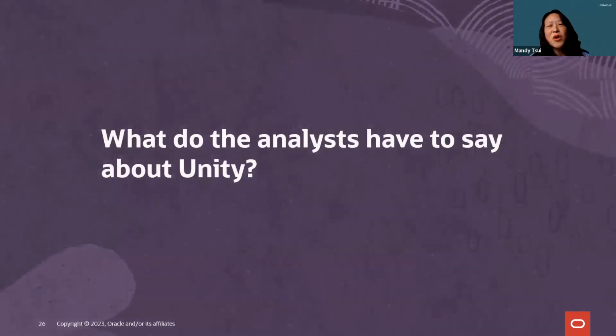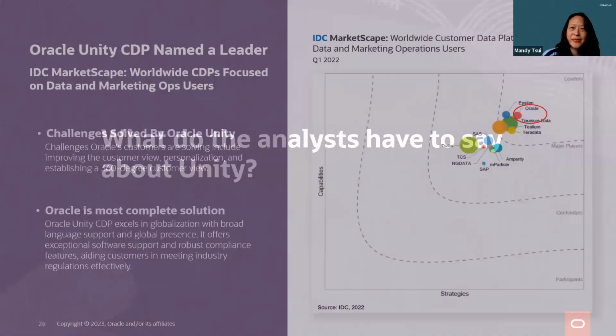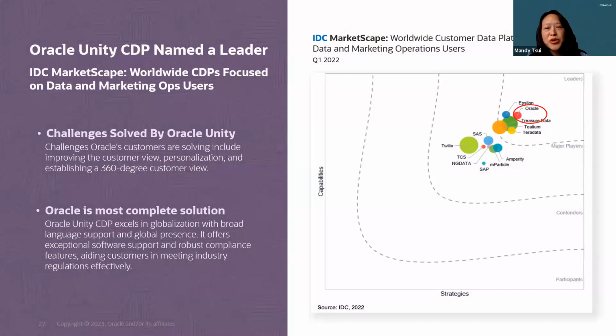So we've spoken quite a lot about the overview of Unity, how it can help you, and how Eloqua and Unity can help you elevate your marketing strategy. But let's now take a look at what external analysts are saying about our product, Unity. The first report here is the IDC MarketScape report, and this was focused on a worldwide CDP for data and marketing operations users. As you can see on this graph, Oracle stands out as a leader in this space.